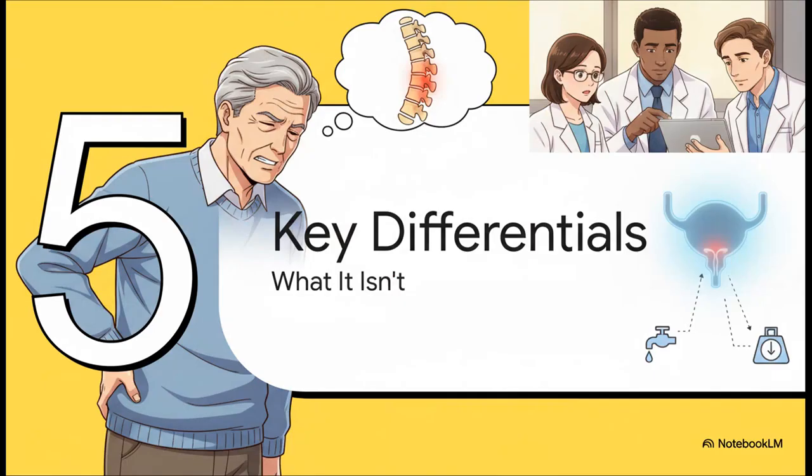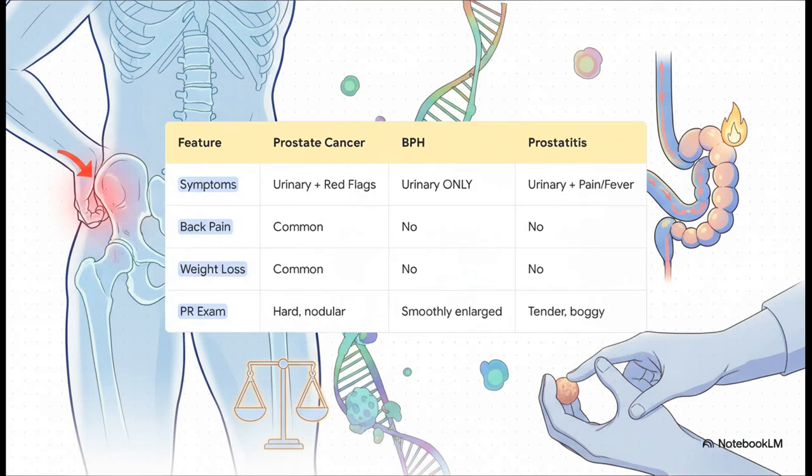Finally, to really show the examiner you're thinking at a higher level, you need to talk about your differentials. You need to know not just what you think it is, but why you think it isn't something else. Let's quickly run through the main ones. This table lays it out so clearly. Look at benign prostatic hyperplasia, or BPH. Yeah, it gives you urinary symptoms, but it does not cause weight loss or metastatic bone pain.